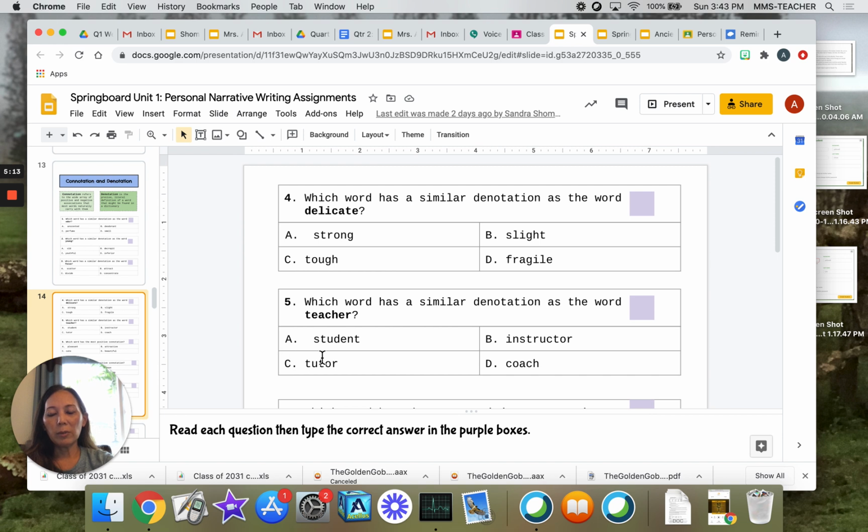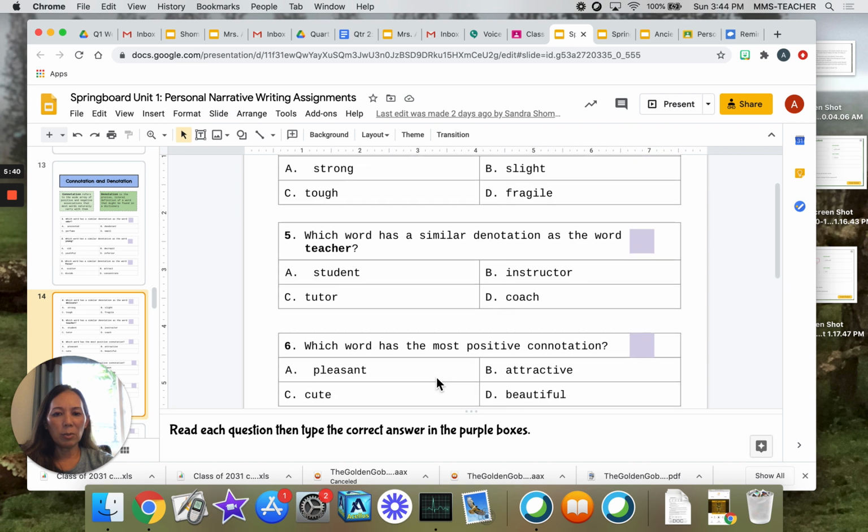Okay, going on. Number 4, which word has a similar denotation as the word delicate? A, strong, B, slight, C, tough, D, fragile. Number 5, which word has a similar denotation as the word teacher? A, student, B, instructor, C, tutor, D, coach.